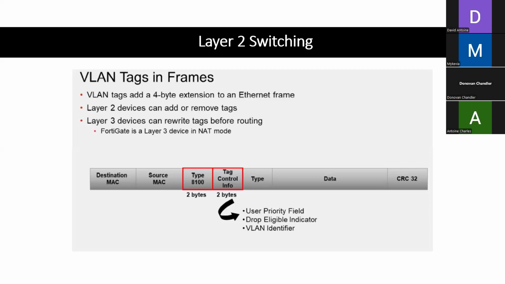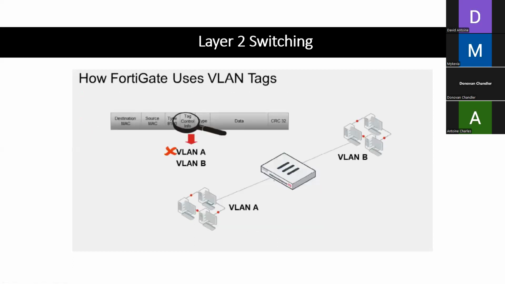The key things you need to know: VLAN tags add a 4-byte extension to an Ethernet frame. Layer two devices can add or remove tags. Layer three devices can rewrite tags before routing. What I mean by layer three devices: a FortiGate, if it's operating in NAT mode, as you learned about. It is a layer three device, and it would be able to rewrite those tags. Any questions? Because it's going to start to get a little confusing now that we're getting to the technical stuff.